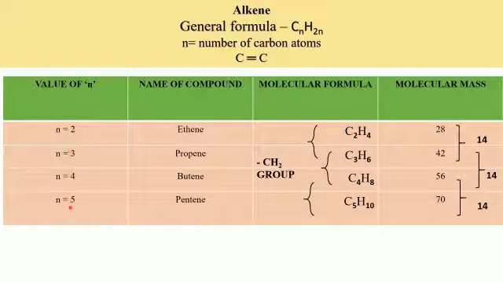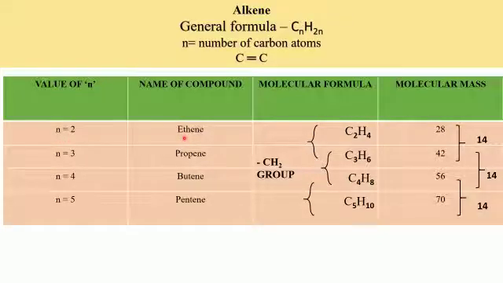First four members we are going to study. That is, we will begin with the value of n equal to 2 because we want a double bond between at least two carbon atoms, and hence we begin with the value of n equal to 2, or the first member of the alkene series will be with two carbon atoms.